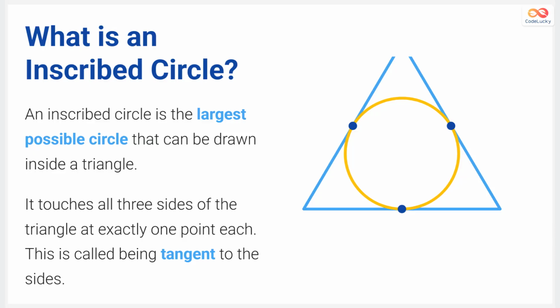So, what exactly is an inscribed circle? It is the biggest circle you can possibly fit inside a triangle. A key feature is that it touches each of the three sides at only one point. This point of contact is known as being tangent to the side.